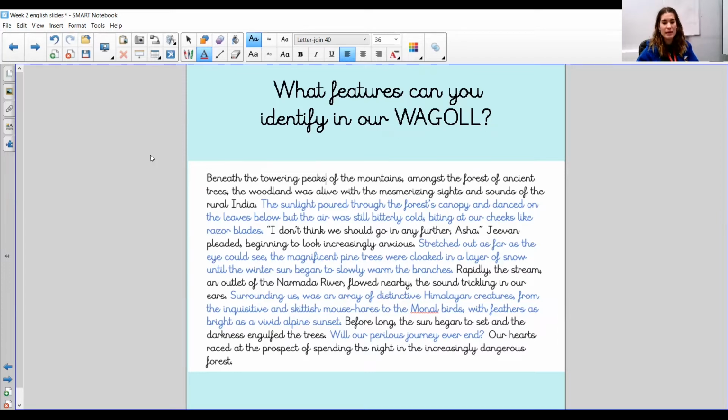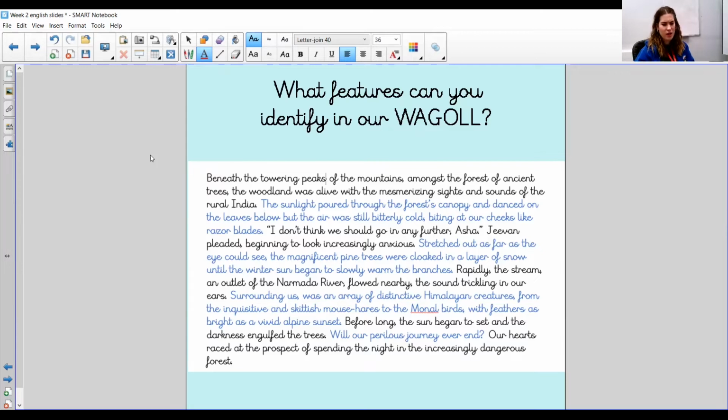I don't think we should go in any further, Asher, Jeevan pleaded, beginning to look increasingly anxious. So here we've used some direct speech to tell us what one of the characters is saying. So here Jeevan is saying something. We've also used a better verb than just said. We've used pleaded to help start to build a picture of how Jeevan is feeling.